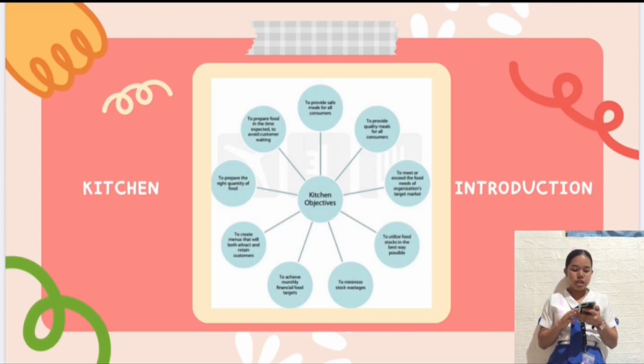The eighth one is to prepare the right quantity of foods. What customers pay should match what is served, so that they will stay. The last one is to prepare food in the time expected to avoid customers waiting. This is important to our establishment because customers should not wait long for their orders. Customers may ask about the waiting time, and the answer may be 15 minutes. So within 15 minutes, their order should already be served.